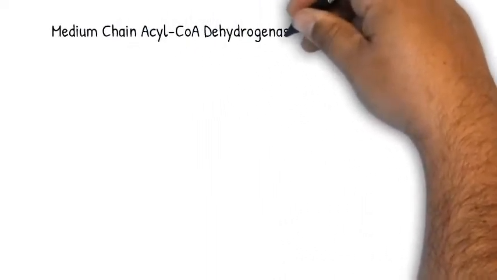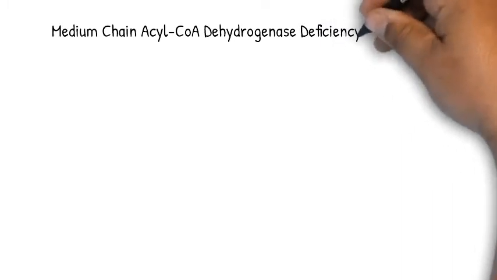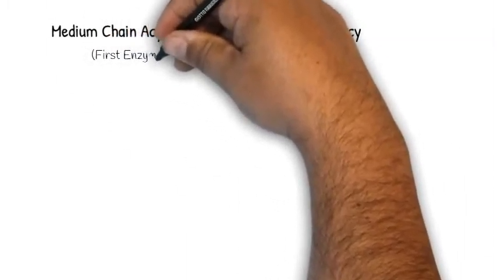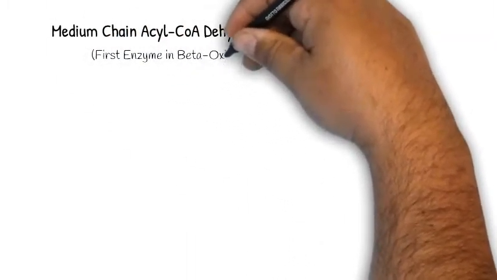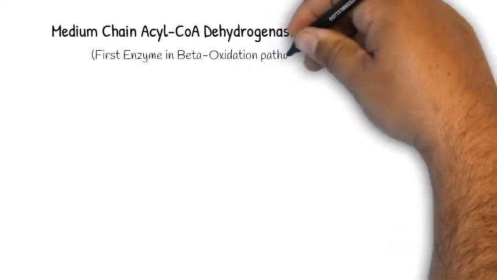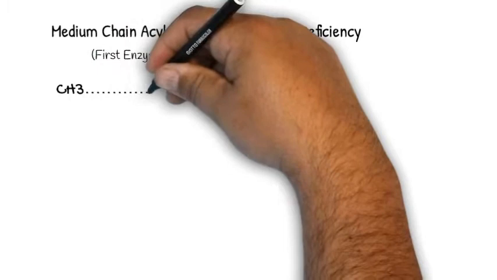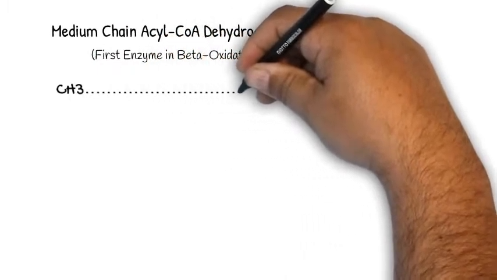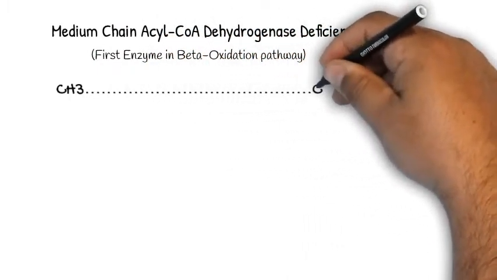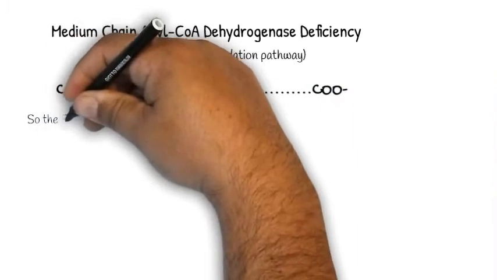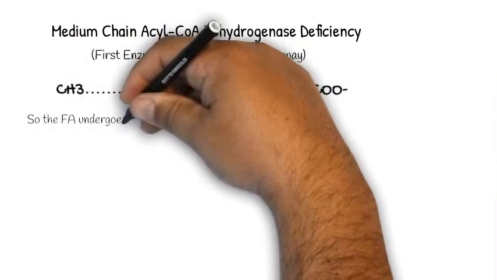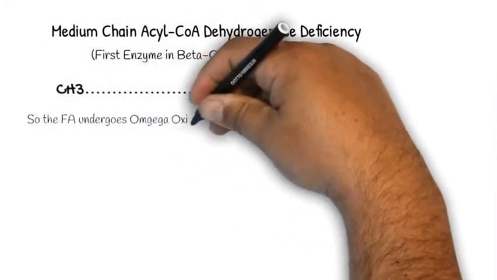So that very first enzyme I mentioned earlier, medium chain acyl-CoA dehydrogenase, can present as a deficiency in some infants, and they do not have the enzyme, which means they cannot carry out beta oxidation. And you remember that each fatty acid has a methyl group at one end, a carboxylic group on the other end.